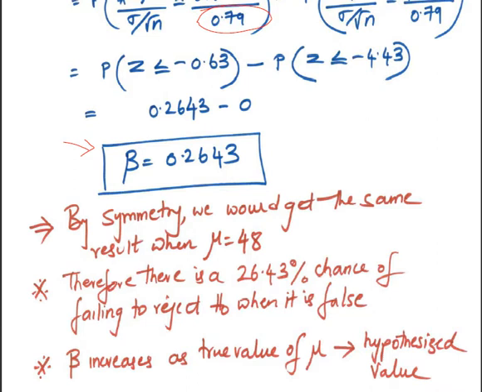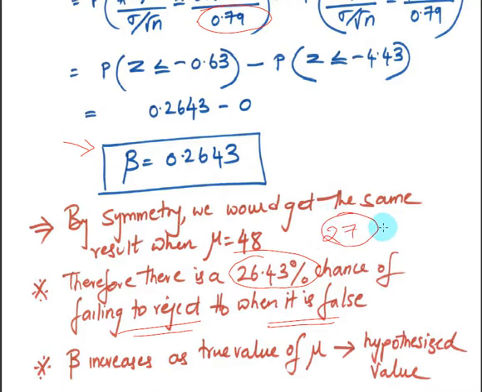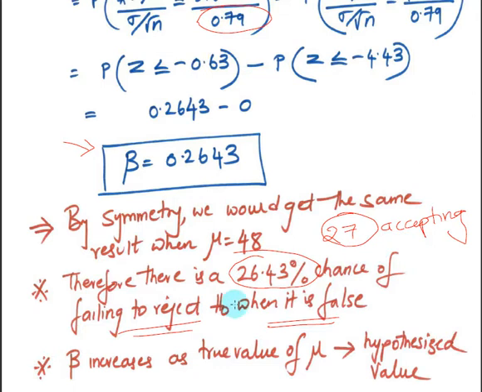So what this really means is that there is a 26.43% chance of failing to reject H naught when it is false. So there is a 26% chance, approximately, let's say 27% chance of accepting. So given your region and given this true mu of 52, there is a 27% chance of actually accepting the H naught when it is in fact false. So bear in mind that the beta, or the type 2 error, increases as the true value of mu becomes closer and closer to the hypothesized value.